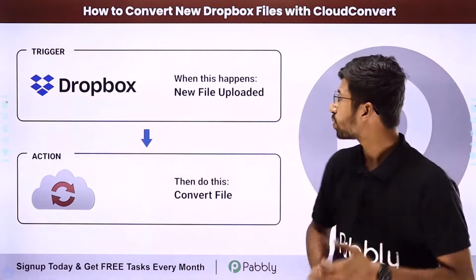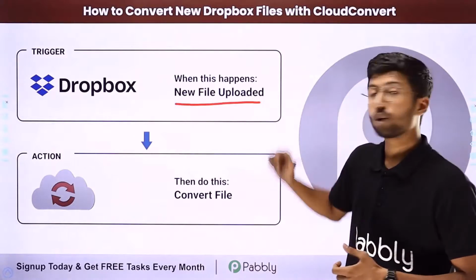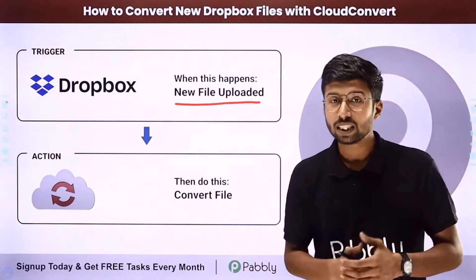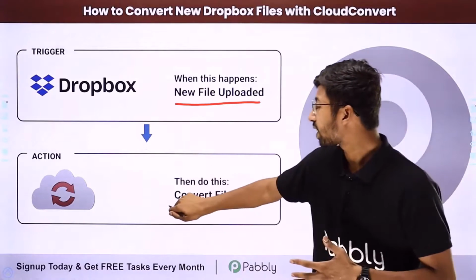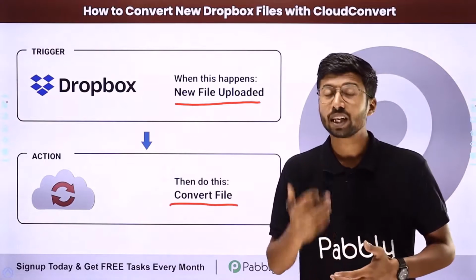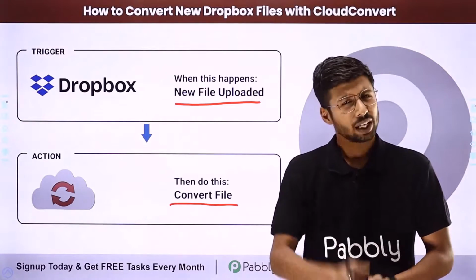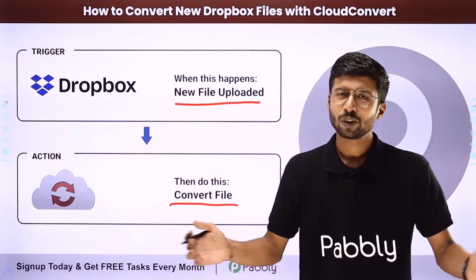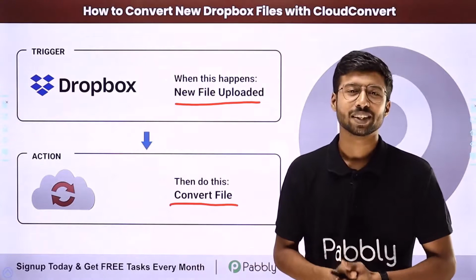So the trigger of this automation will be new file uploaded on our Dropbox account. Then we will get those new file details. Using CloudConvert, we will convert those files into a specific format, and then again we will upload that newly converted file into a Dropbox account. Now how you can set up this automation? To know this, you have to come with me to my screen.